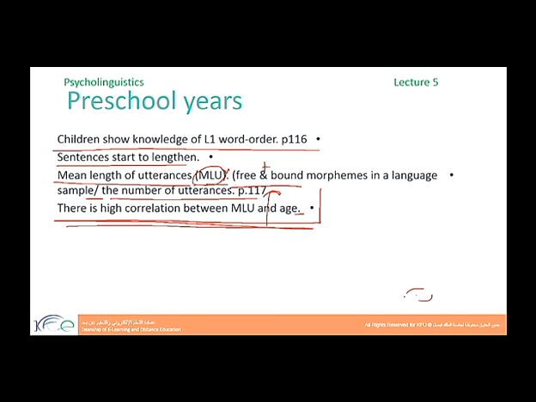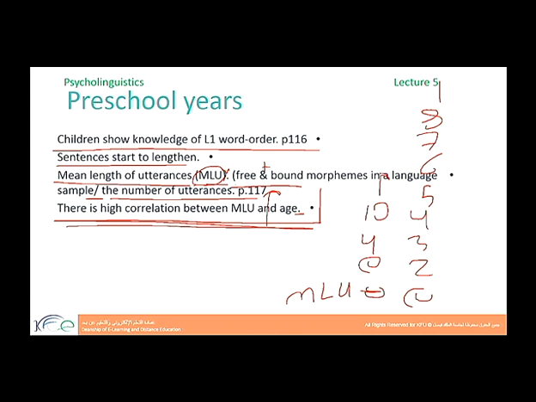So let's say that this is year 1, year 2, year 3, year 4, 5, 6, 7, 8, and so on. So MLU here is maybe 0. Here it will be like 1. Here it will be like 4. Here it will be like 10. So it goes up and up. The sentences get longer and longer, and the child starts to use bound and free morphemes.